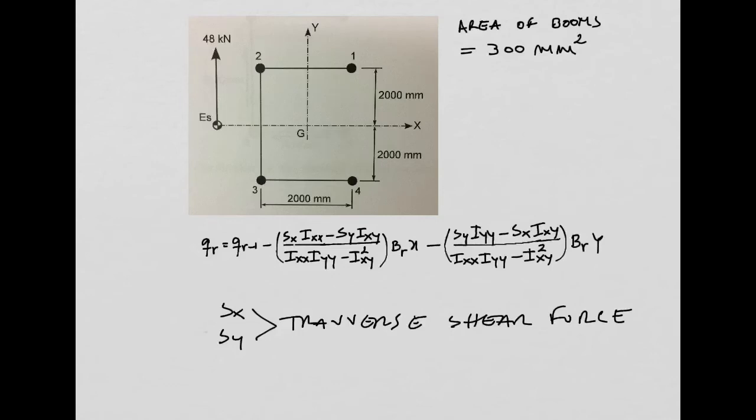So in this example, this is going to be our Sy, 48 kilonewtons is the transverse shear force. And Sx equal to 0. We don't have any transverse shear force in the x direction. So this is, don't forget, a cross section, okay? We are analyzing a cross section. All right.